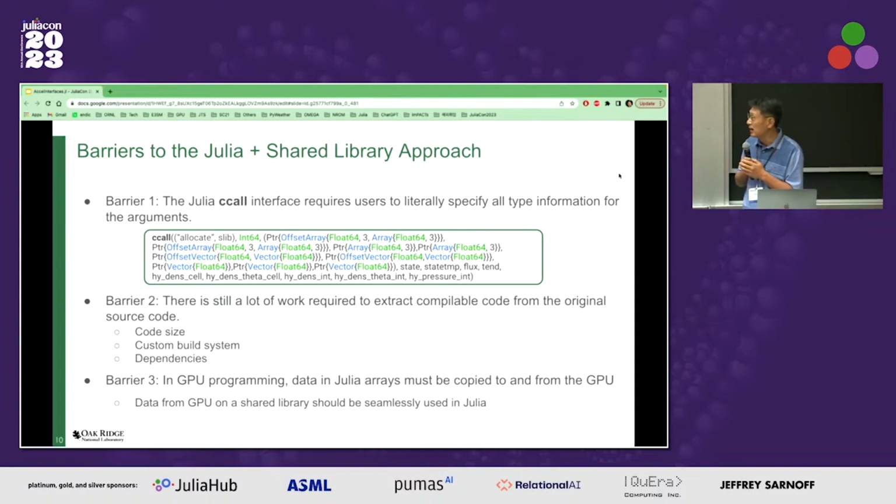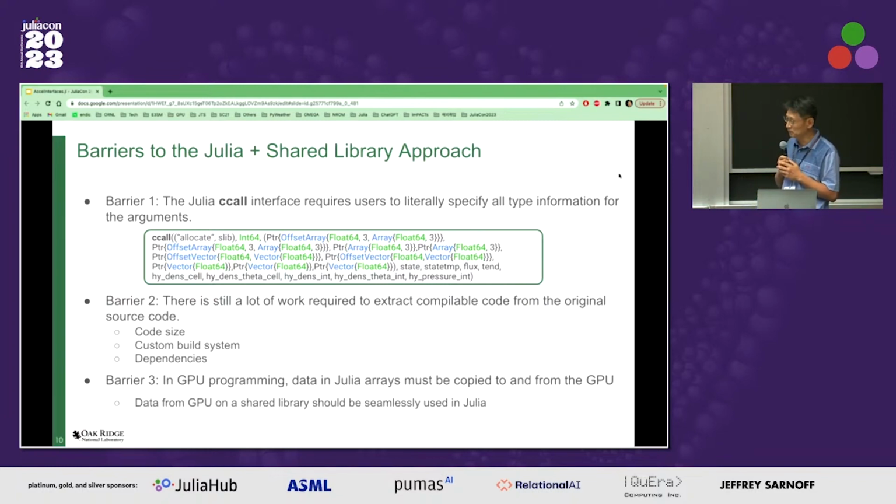The second barrier is that there is still a lot of work required to extract compilable code from the original source code, because code size matters. Usually, if the size of the project is large, they have a custom build system; it's not just a simple makefile, they have their own custom build files. And there are a lot of different dependencies on external libraries.